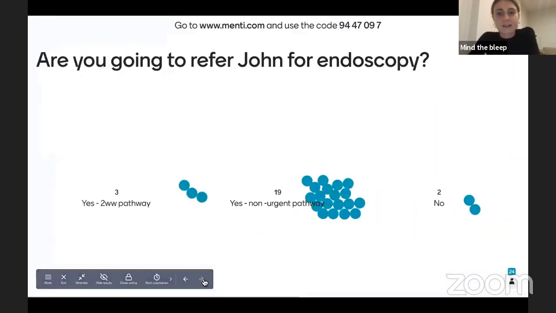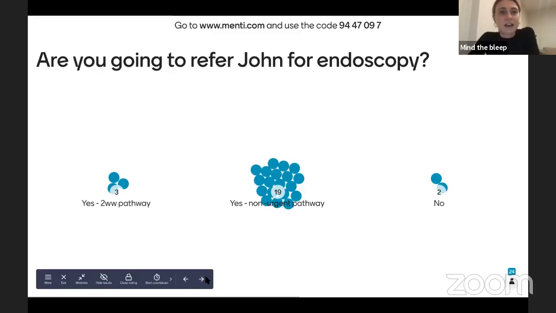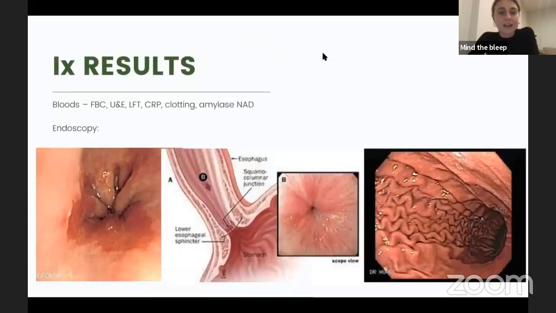Right? So we have sent John for upper GI endoscopy on a non-urgent pathway. And we have also performed some bloods. So his blood tests came back as absolutely normal. And on endoscopy, this is what we're seeing. So there are 3 different pictures from John's endoscopy. If you have a brief look, I'll give you a few more seconds, and if you could give me a diagnosis, what you think could be happening.